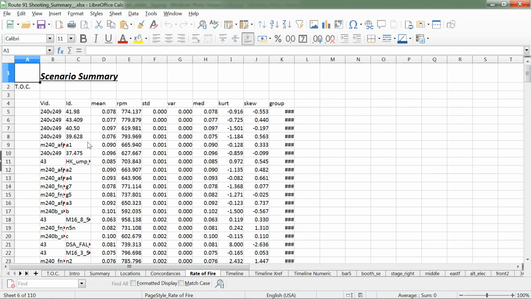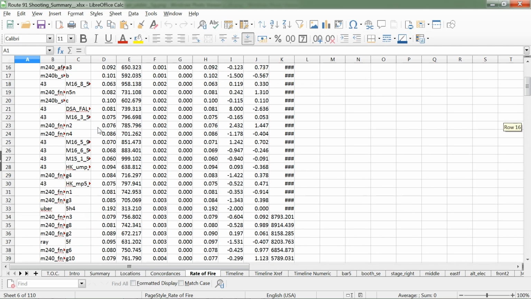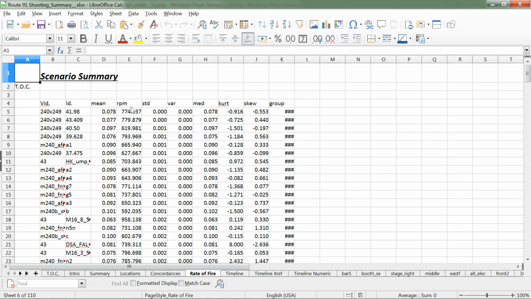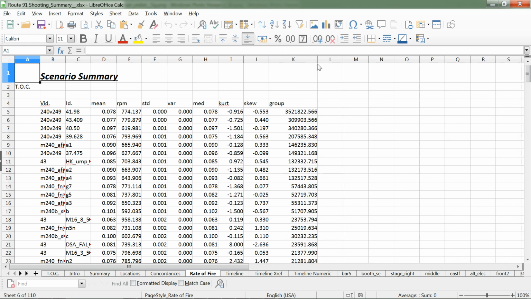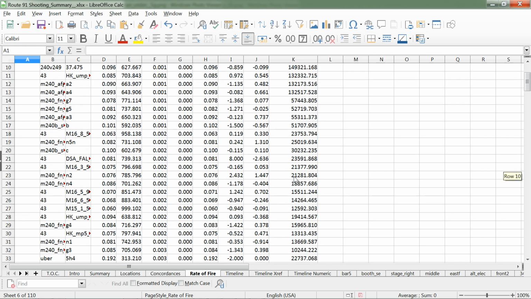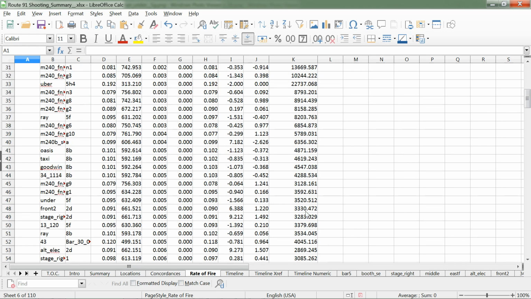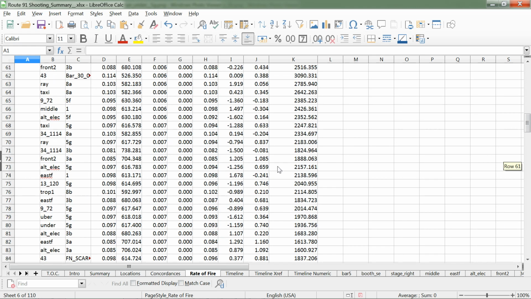This is a rate of fire sheet which looks at the deltas between them, and it measures the RPM, the mean delta, standard deviation, variance, median, kurtosis, and skew. And then that's the group number, which theoretically is a number which groups these things into similar packets, shall we say. So the closer these numbers, the closer these are to being the same.